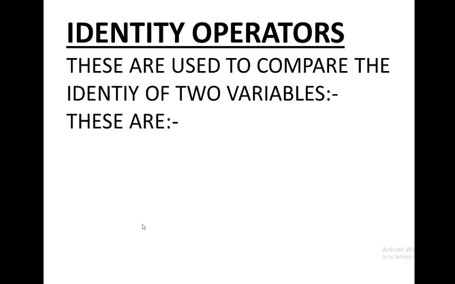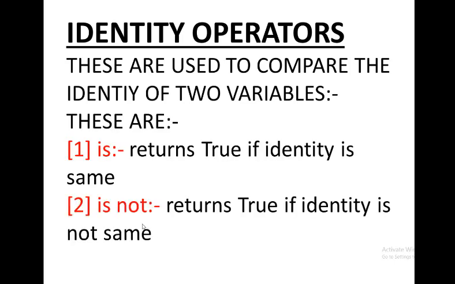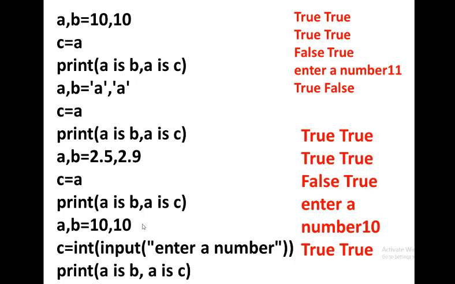Next, identity operators. The identity operator compares the location value of two variables. Two variables having the same value have the same identity. So they compare the identity of the two variables. These are is and is not. So in this code, the values of a and b both are 10, so the identity of a is b is true. And when you write c is equal to a, the value of a is 10, so c will also point to 10, so its identity will also be the same as a, so both will return true. Similarly for character values, if you assign a value, the identity remains the same.